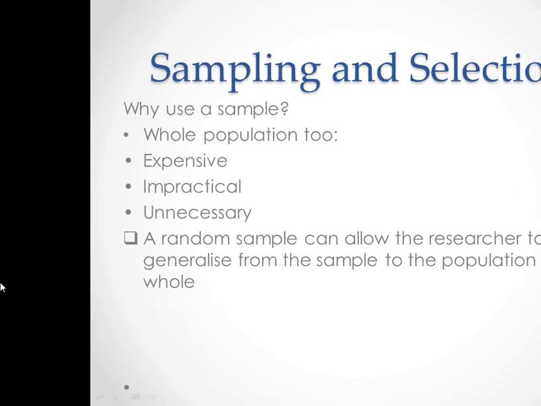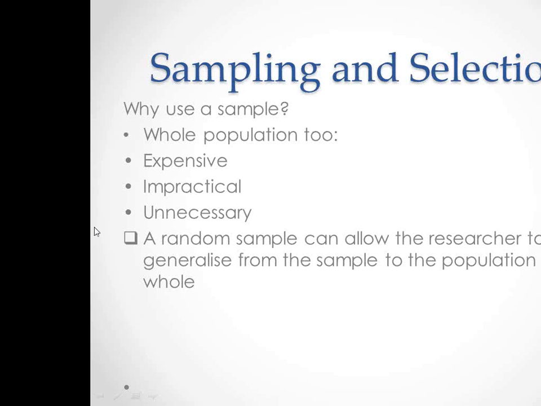So moving on to the ideas of sampling and selection. Why do we use a sample? Well, we can't test a whole population. So if we wanted to find out what everybody who had a baby felt about something, we could not ask every single person that had had a baby over the course of time. So we select a group of people. And a random sample can allow the researcher to generalize from the sample to the population as a whole.